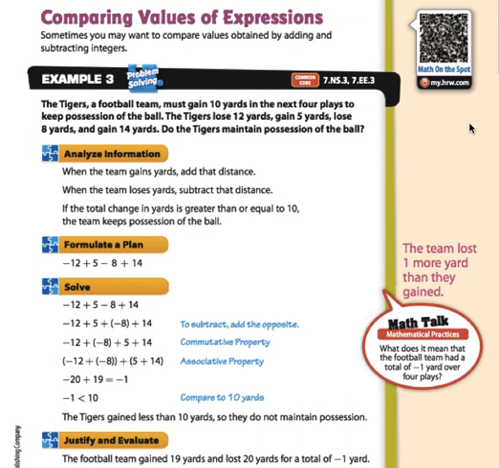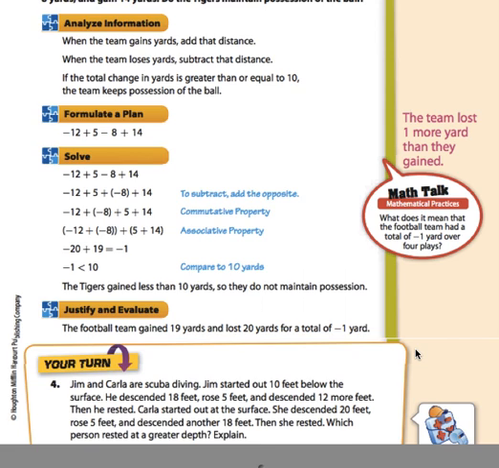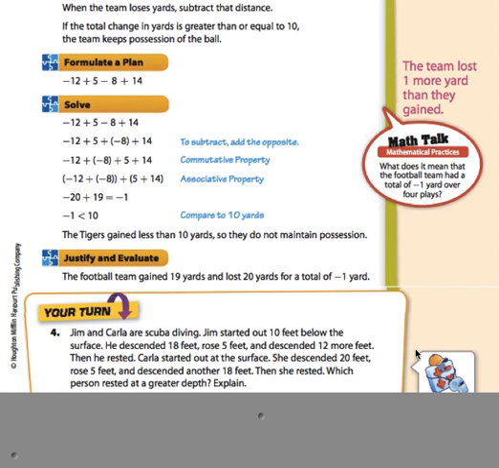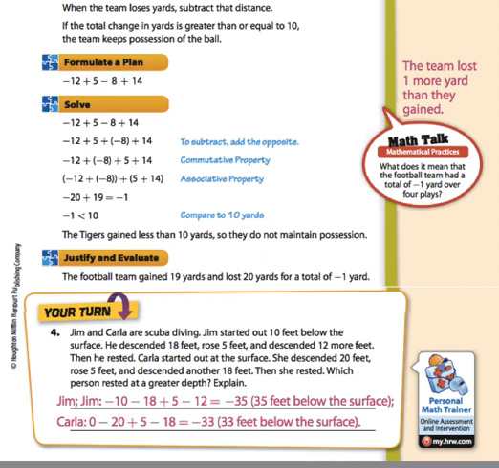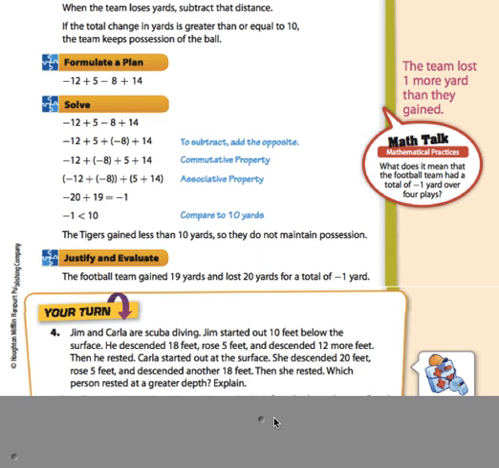Example number 3, comparing values and expressions. You should have already done this on the Go Math Interactive. So right now you need to be focusing on the section that says your turn. This should be on the bottom of page 27.